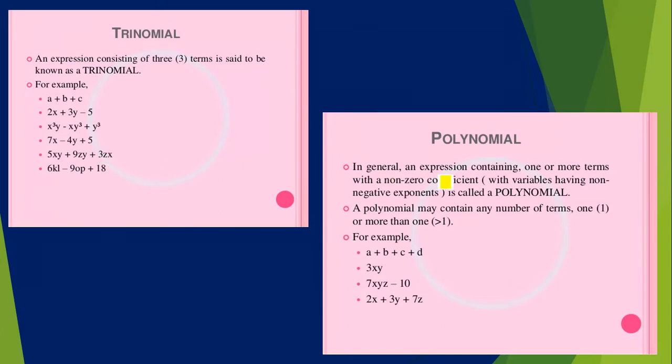Polynomial, in general, is an expression containing one or more terms with a non-zero coefficient and non-negative exponents. A polynomial may contain any number of terms, meaning a monomial, binomial, trinomial can be considered as polynomial. For example, a plus b plus c plus d is an example of polynomial. 3xy is a monomial as well as polynomial. This next example is a binomial as well as polynomial, and the next is a trinomial as well as polynomial.